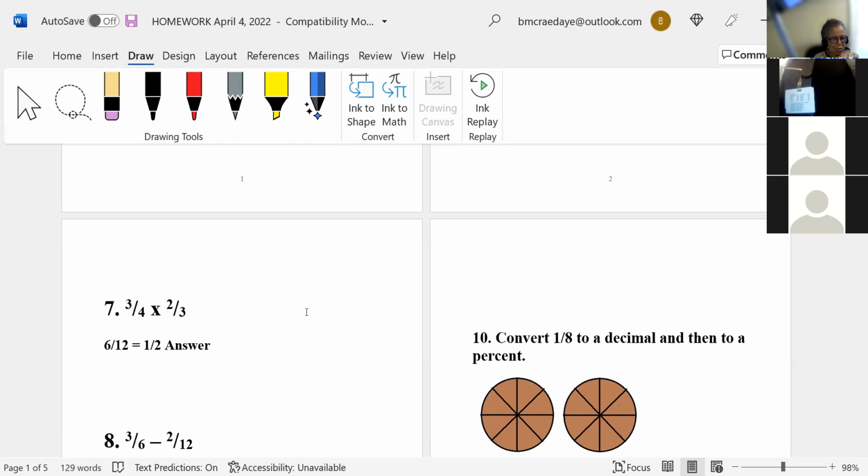Okay, and then what's the next step? Then you break it down to the simplest form. That's right, you simplify it. How do you simplify it? By dividing. I divide 6 and 12 by 6. Okay, you divide 6 by 6 and 12 by 6, and that's how Mercedes got the 1/2. Okay, number 8.